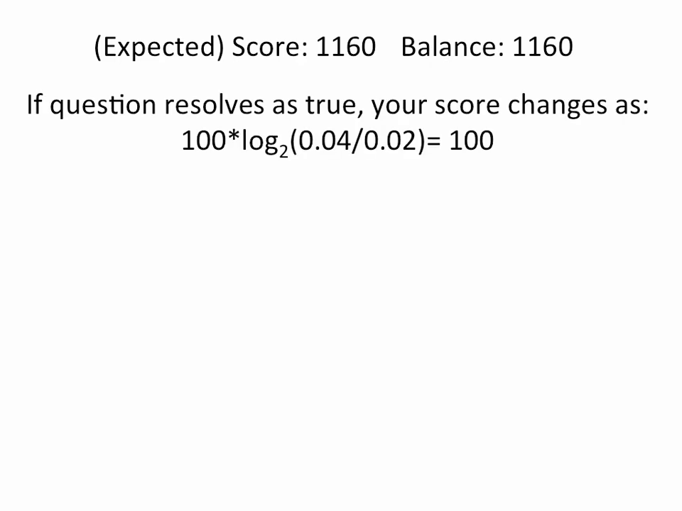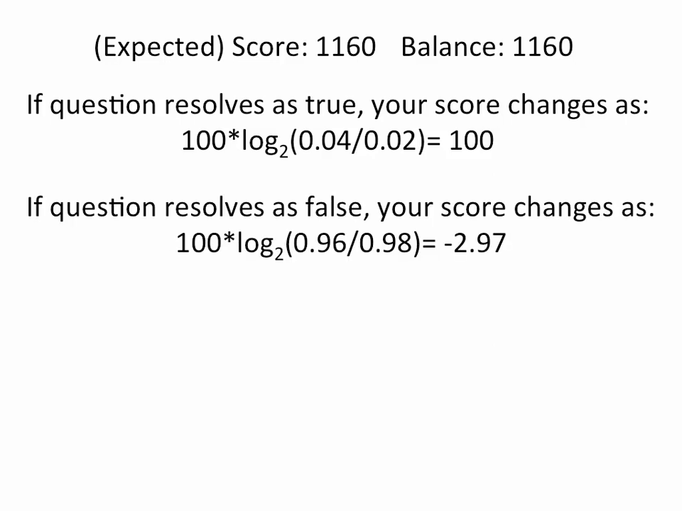Now let's recall the previous example where we changed the probability that a question will resolve as true from 0.02 to 0.04. Initially, our expected score and balance were 1,160. Now if the question goes on to resolve as true, our score will change as follows. We use the previous formula: 100 times log base 2 of 0.04, the new probability forecast, divided by 0.02, the old probability forecast, which gives a score change of positive 100.